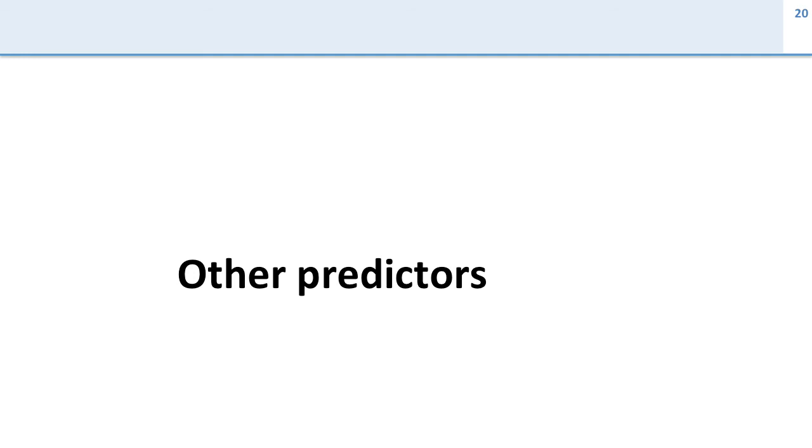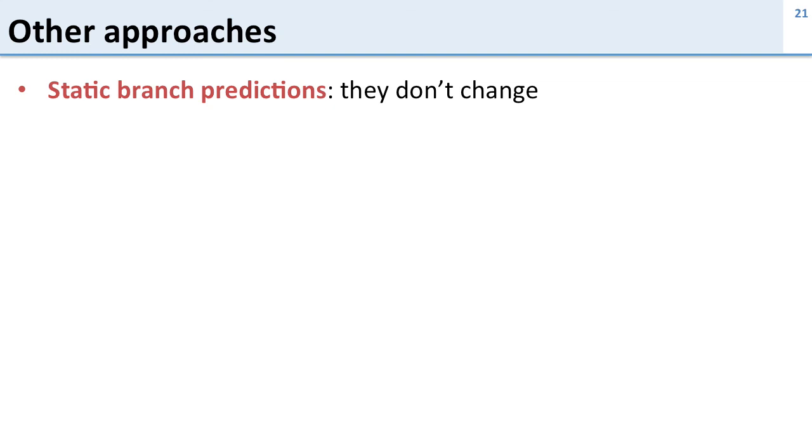So now we've seen the predict not taken branch predictor, and we saw that it didn't work so well. Let's take a look at some other predictors that we can use and see if we can find one that works a lot better. So the predictors we're looking at now are what are known as static branch predictors. That is, they make a prediction for a branch and they never change it. So we're picking this once and we're keeping it static.